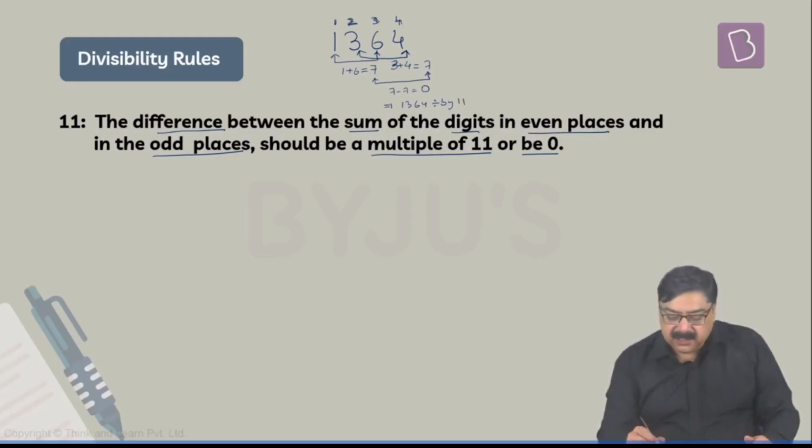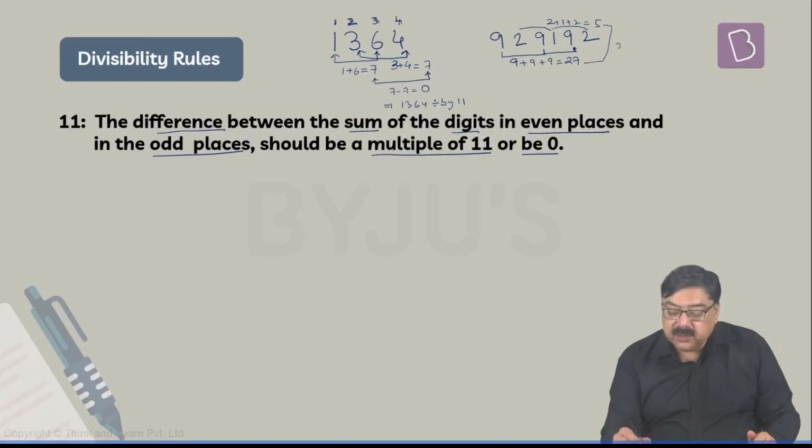Now let's have a look at another number, 929192. Is it divisible by 11? What will we do? We will add the alternate digits here. So 9 plus 9 plus 9 works out to be 27. Then 2 plus 1 plus 2 works out to be 5. Now what is the difference between these two? 27 minus 5 is 22, which is divisible by 11.